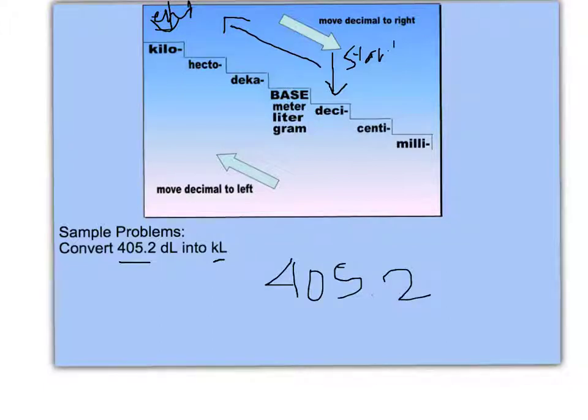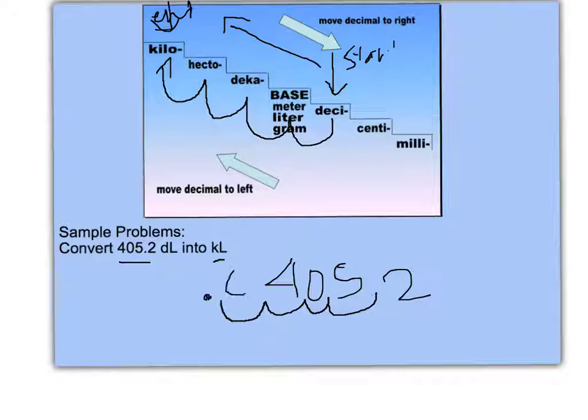So as we do that, we've got 405.2, and I'd like to count my jumps. I'm going to jump 1 step, 2 steps, 3 steps, 4 steps. So I'm going to go down here and do the same thing. 1 step, 2 steps, 3 steps. Oh, there's nothing there, so that means I'm going to add a 0 in there. I'm going to put my decimal. So that's my final answer.